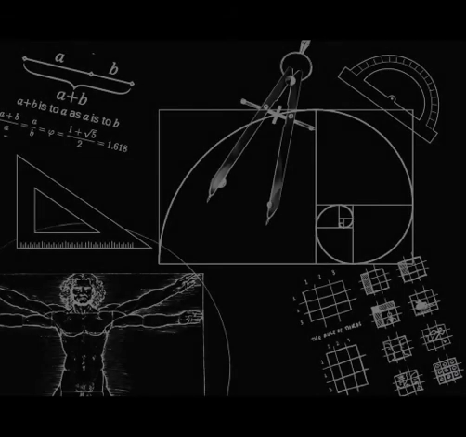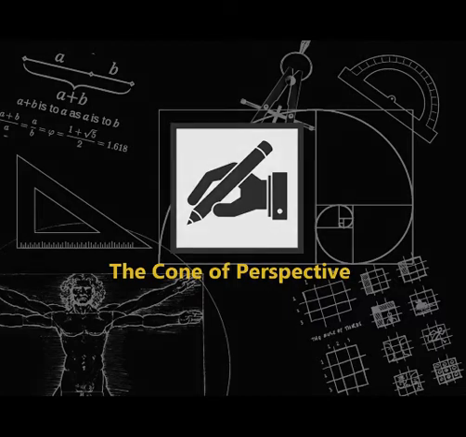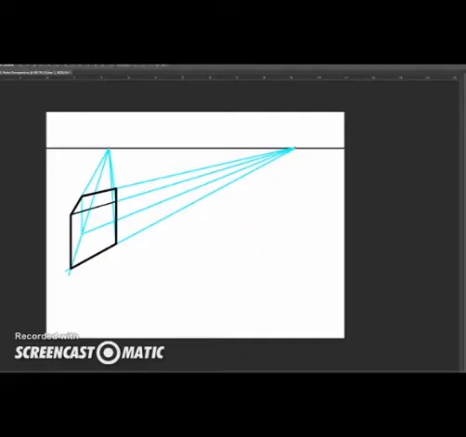So here are some things to avoid when drawing in perspective. This applies to two-point perspective as well as three-point perspective. So here, let's take a look at this. So what's wrong with this cube? It's very distorted.